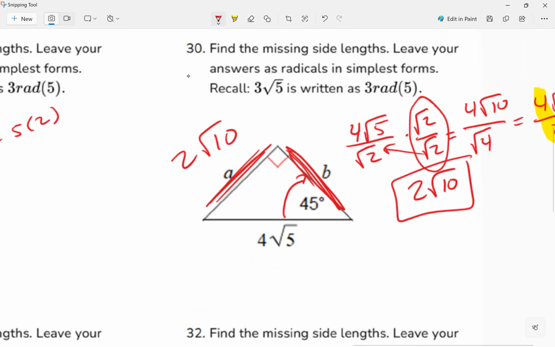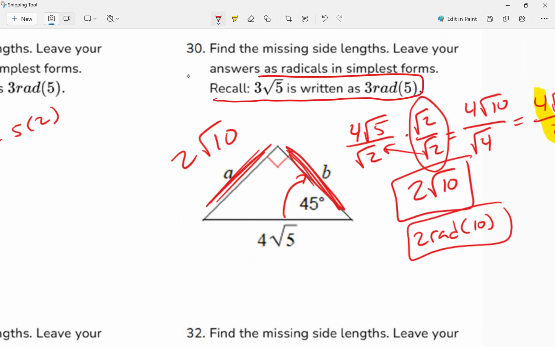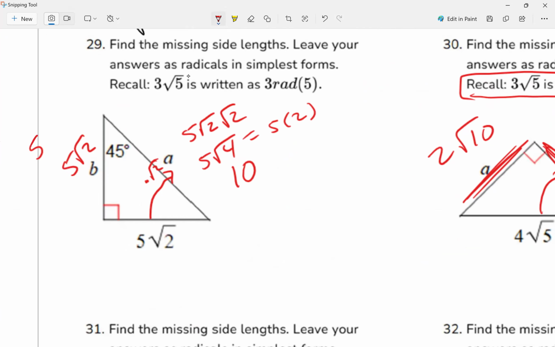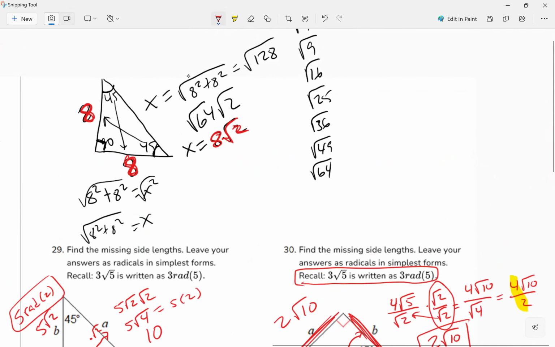Now, how am I going to type this in? If this was my answer, 2 rad 10. 3 radical 5 is written as 3 rad 5. So 2 radical 10 is 2 rad 10. Make sure the 10 is inside the parentheses. Same thing up here: 5 radical 2, I would type that as 5 rad 2. Okay, so 45, 45, 90, that's how we do those.